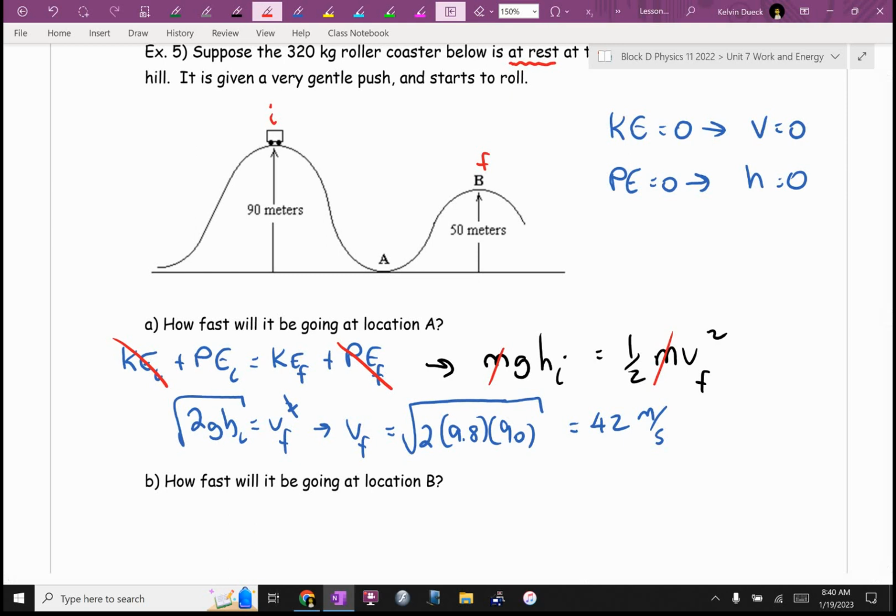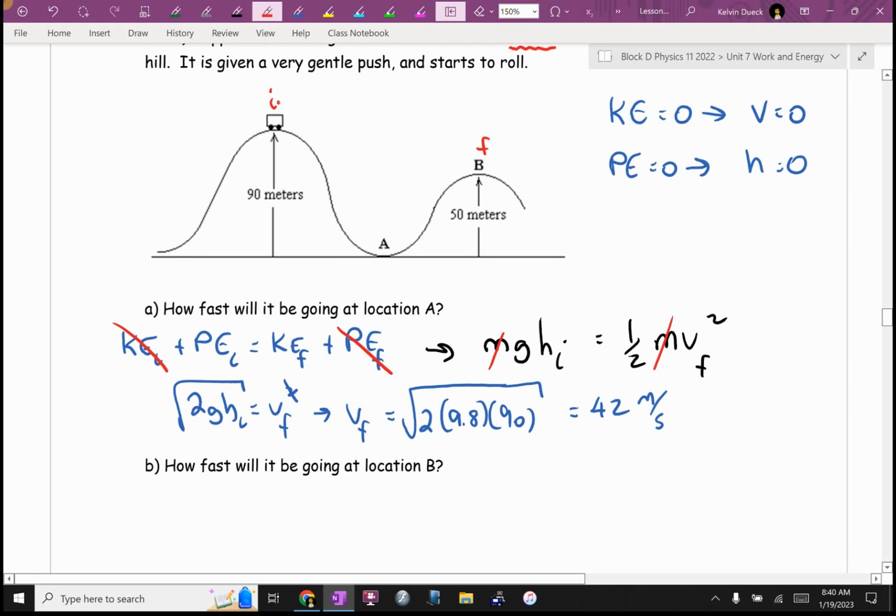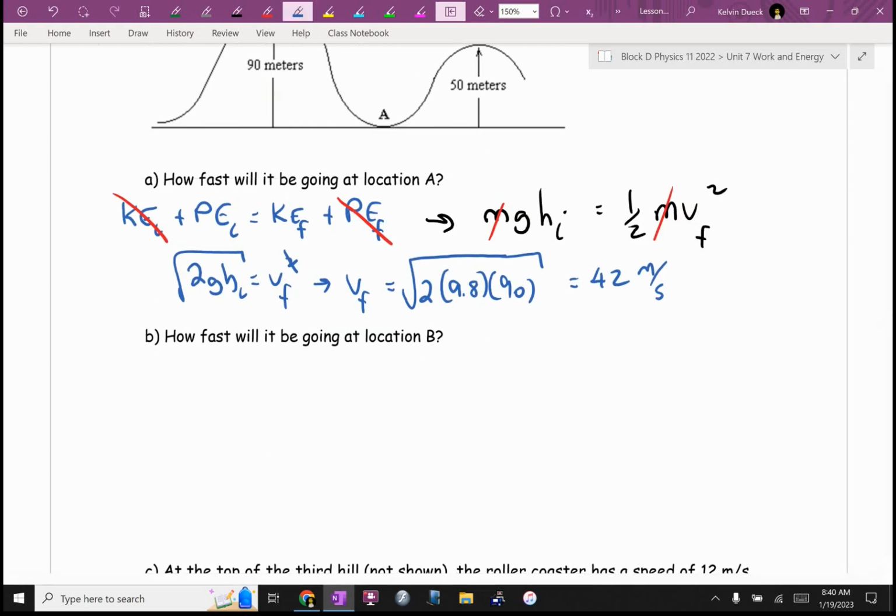So, okay, here we go. Is there a change in height? Is there a change in speed? Is there a yucky curvy path? This is a job for conservation of energy. I'm going to start out writing the same thing as I did before. KE initial plus PE initial equals KE final plus PE final.